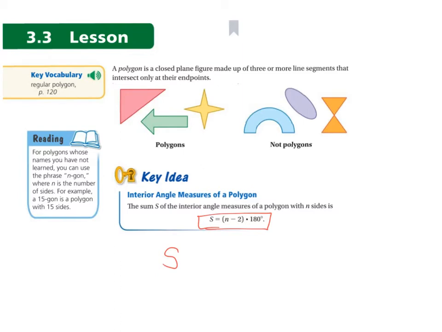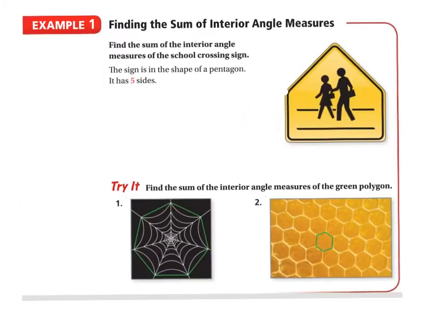So this is actually super easy. You take the number of sides that the polygon has. So a triangle has 3, a square has 4. You take those sides, you subtract 2, and then multiply by 180. Okay, so let's just jump right into it.